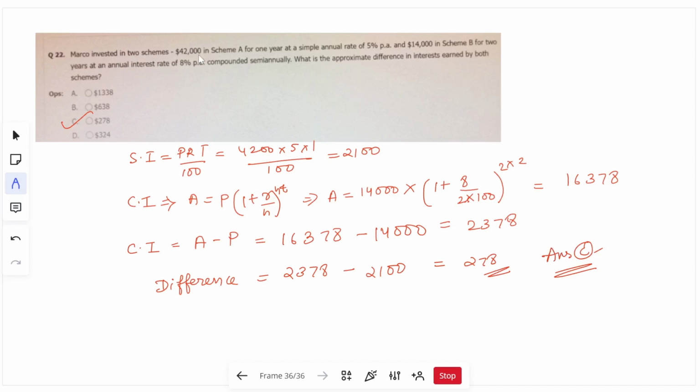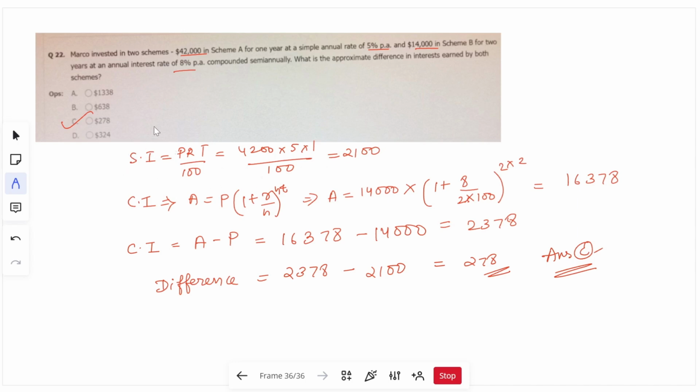Macro invested in 2 schemes, $42,000 in scheme A for 1 year at a simple annual rate of 5% per annum, and $14,000 in scheme B for 2 years at an annual interest rate of 8% per annum, compounded semi-annually. What is the approximate difference in interest earned by both the schemes? We have the different options. So see guys, how can you solve this question?